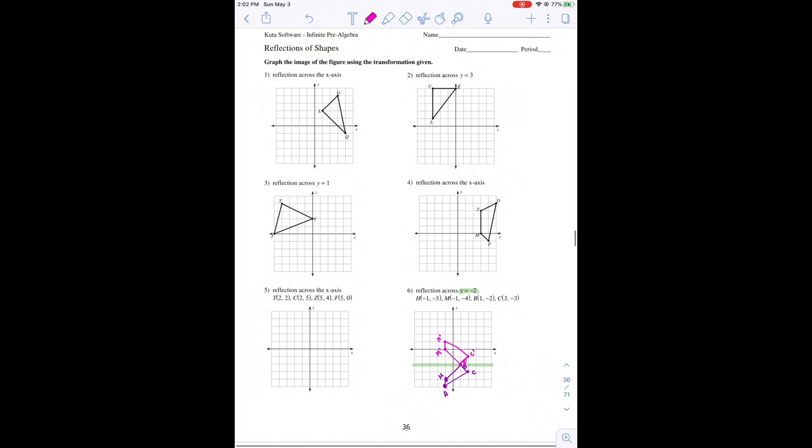There's a couple others on this page. If you want to try them, 2 and 3 that are not over the axis. I think that they're interesting to try. I think they're worth trying, but that's more of an extension question. All right.